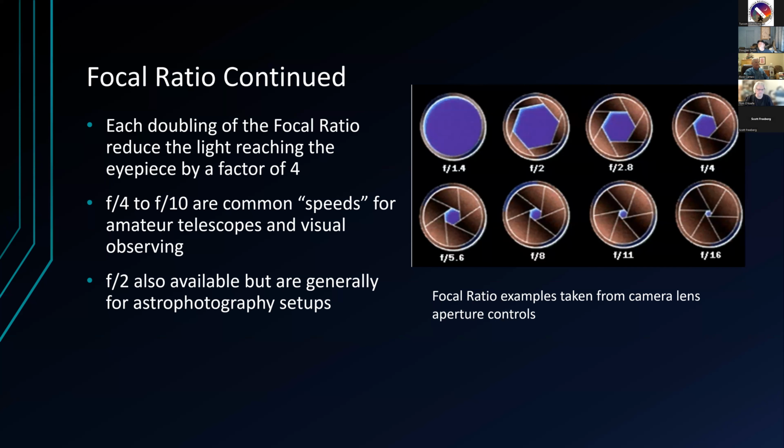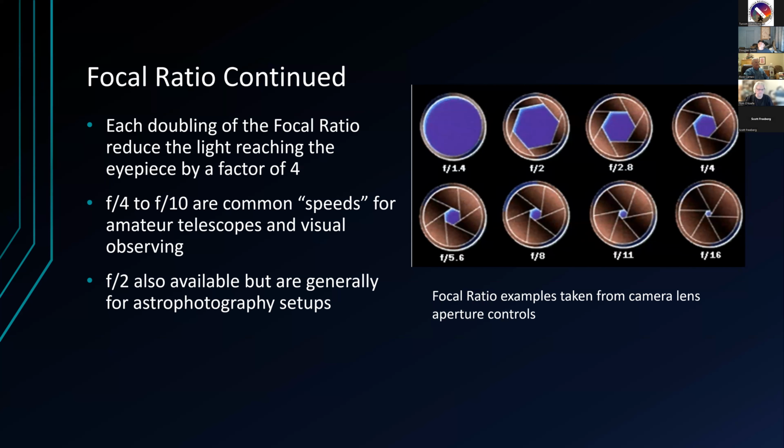The diagram here is showing a diaphragm inside of a camera lens that is shrinking and reducing in order to limit the amount of light. And so by increasing the stop number, we're reducing the amount of light by four. It's a math thing related to the inverse square law.